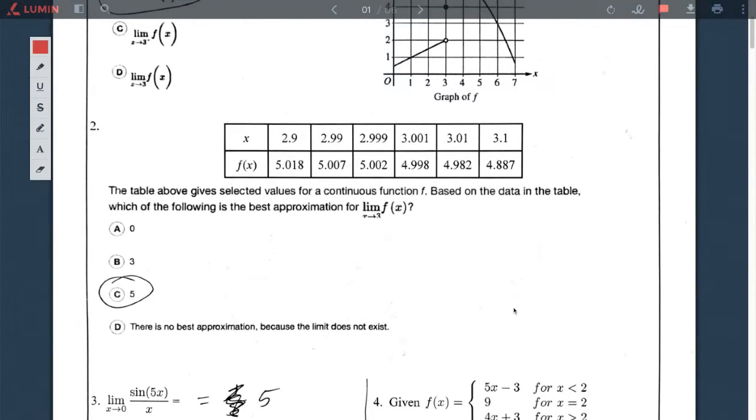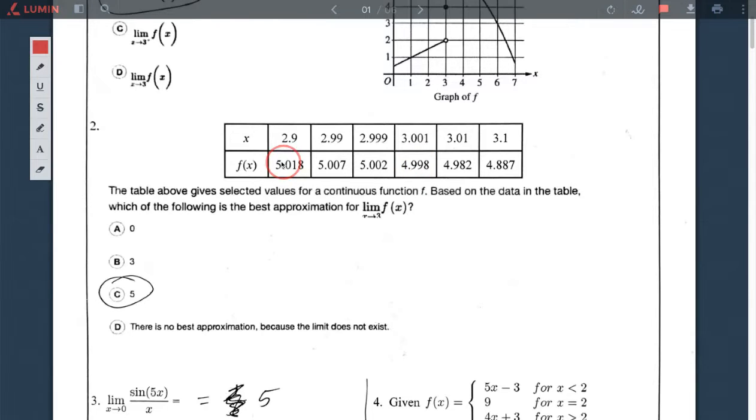Number 2, the table above gives selected values for a continuous function f. Based on the data in the table, which of the following is the best approximation for the limit as x approaches 3 of f of x? So 3 is going to be right here in the middle. So I want to know, what am I doing as I come in from the left? What am I doing as I come in from the right?